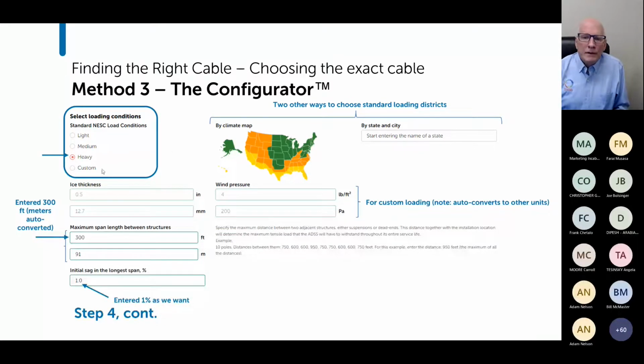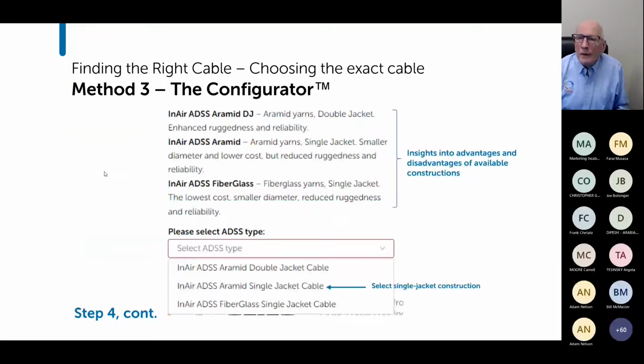You can just select the heavy loading condition that we said and the maximum span and the percent of sag that we wanted. All of these are direct inputs. You can put them in feet or meters and it will calculate the opposite. You can also do it by map or by entering the name of the closest city and state. And you can do custom loading conditions if you want to do that too. It will then come up and say, which type of ADSS do you want? And again, you get this choice between double jacket and single jacket, but there is some basic information here to give you some guidelines on what to pick.